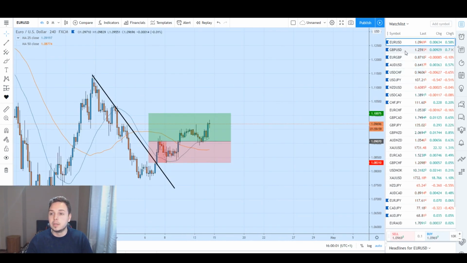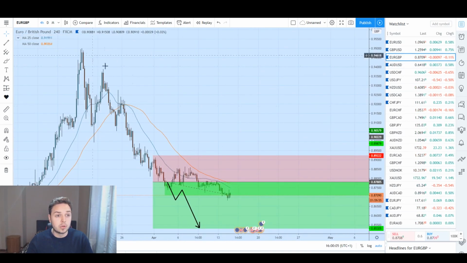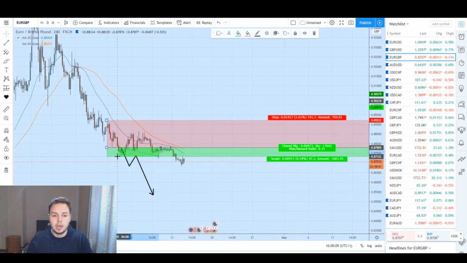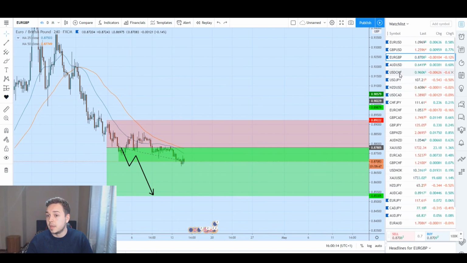Euro USD, look at this. GBP USD, there's just a ton of trades I placed and traded. Euro GBP, this is one of the trades. This is the longer term trade. Let's just have a look how much profit is in. 87. Pretty damn good as well.